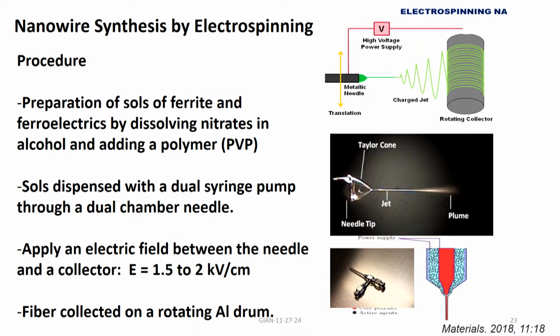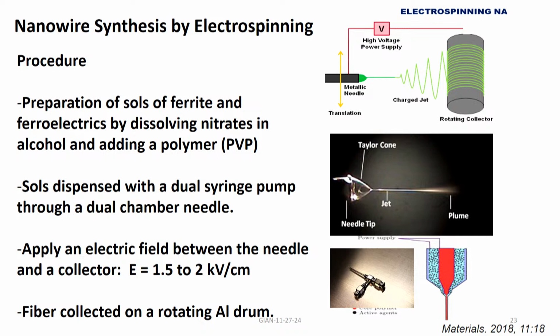Since you want to make a fiber with a core and a shell, we use a dual chamber needle that's shown here. The sol from one of the syringes will be fed through the core, and the sol from the other will be fed through the side one here. So this sol will form the core, and the sol through this one will form the shell. So this is how the interior looks. At the tip, they come out as it is.